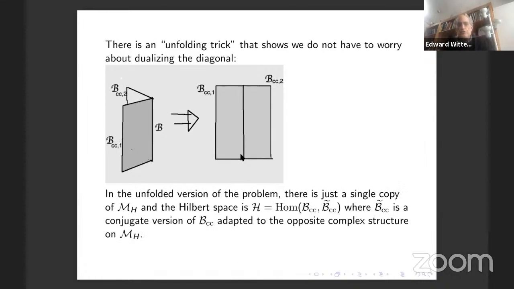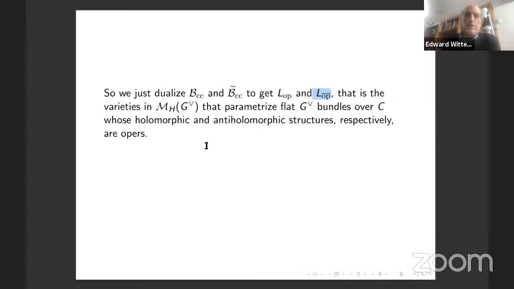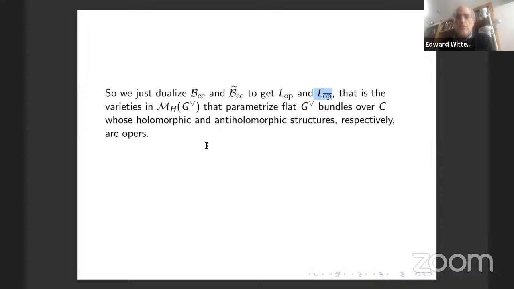So in the unfolded version of the problem, there's just a single copy of the Higgs bundle moduli space, and the Hilbert space is Hom from one coisotropic brane to its complex conjugated cousin. And we don't have to worry about this diagonal. We don't have two copies anymore in this description. So we just dualize the coisotropic brane and its cousin to get the variety of Op pairs and its opposite. That means the varieties in the Higgs bundle moduli space that parameterize flat bundles whose holomorphic or anti-holomorphic structures are Op pairs.